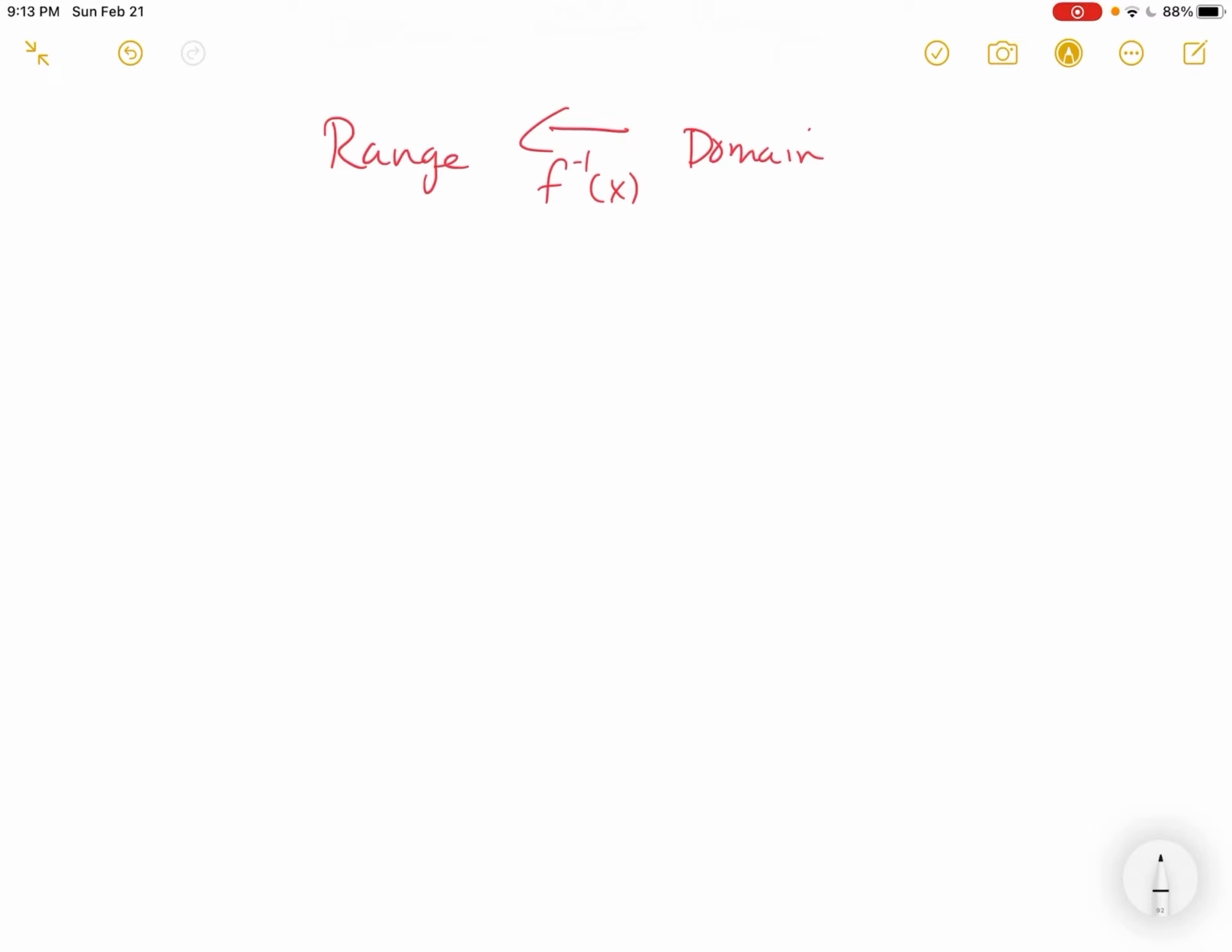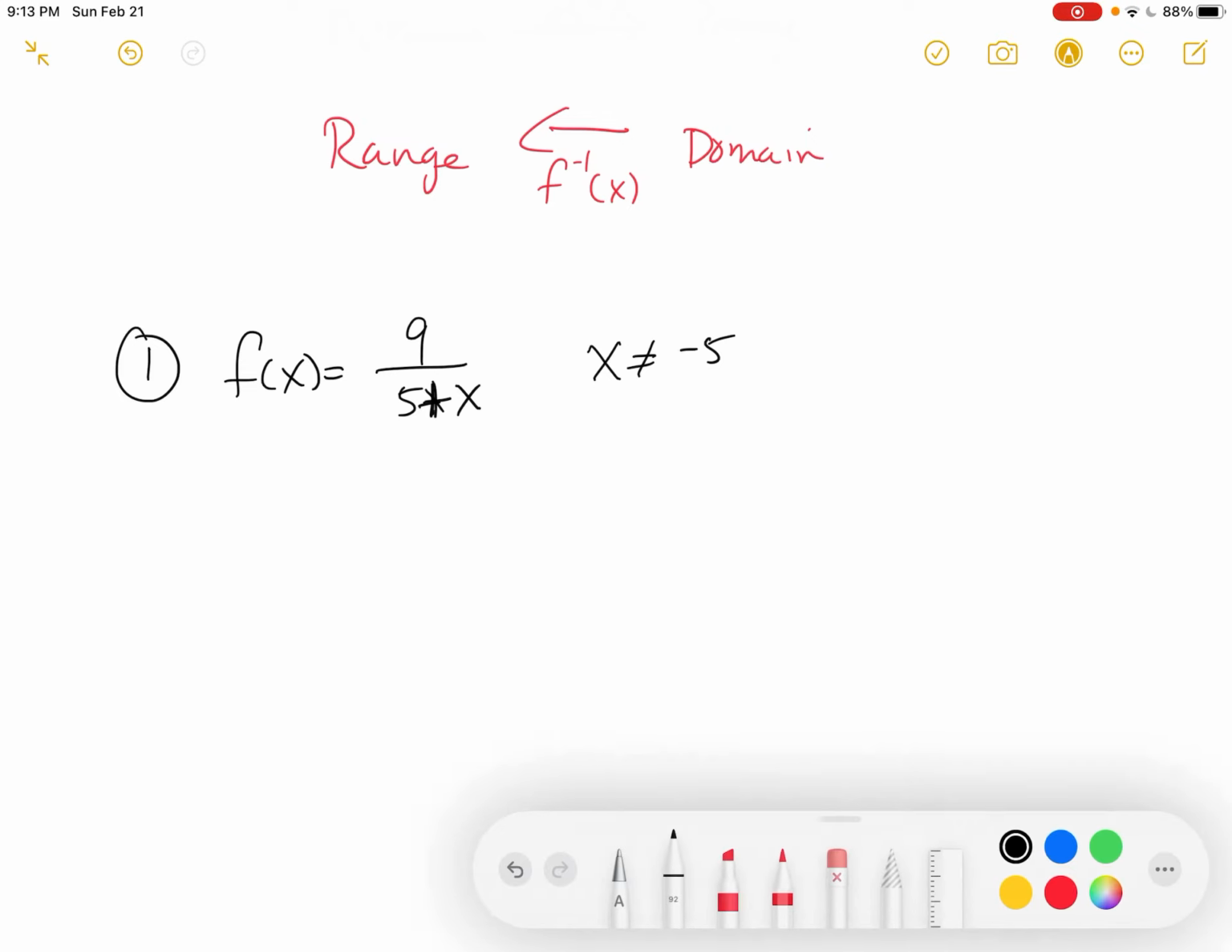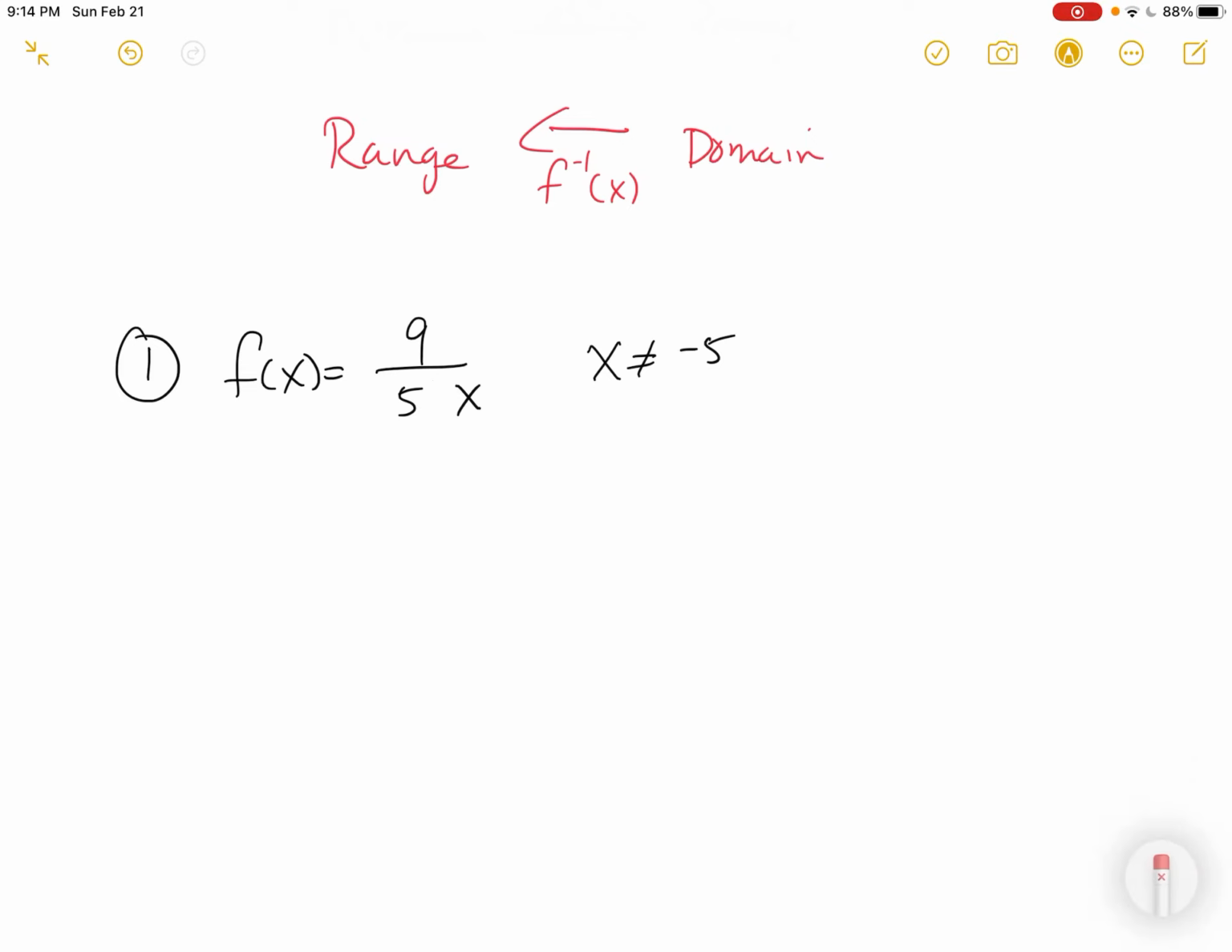I'm just trying to debate which one to do first. For my first one, f of x is equal to 9 over 5 plus x, for all x not equal to negative 5. Let me make that plus look a little bit better, it's bothering me. First I saw it as a minus, but I do see it's a plus. So x can't be negative 5, and the domain of this function is all reals except negative 5.